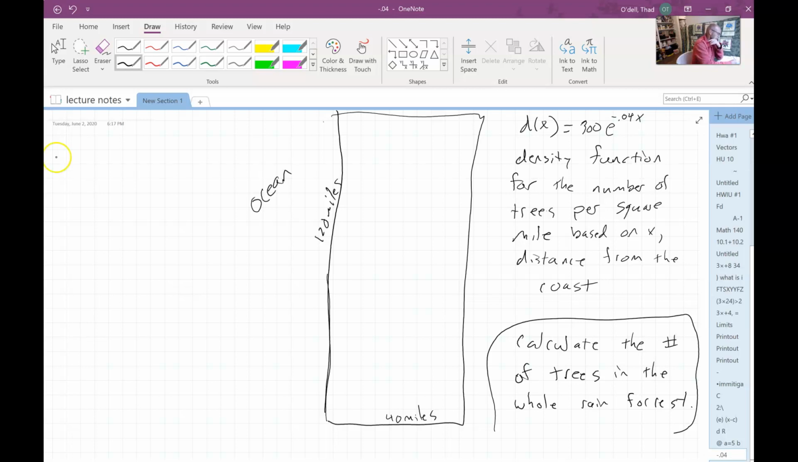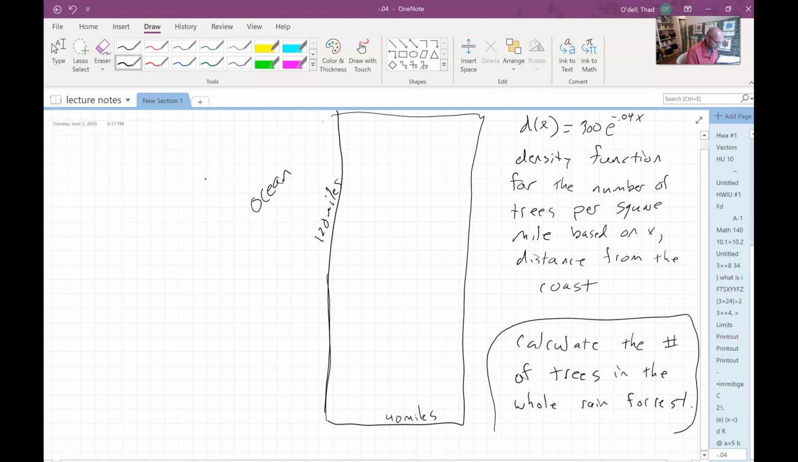If the density function was just 300 all the time, that would mean there's 300 trees per square mile. We just take the total square mileage, 40 times 120, which gives the number of square miles, and multiply that by 300, and that would give us the total number of trees. But since the density is changing, we're going to use integration.